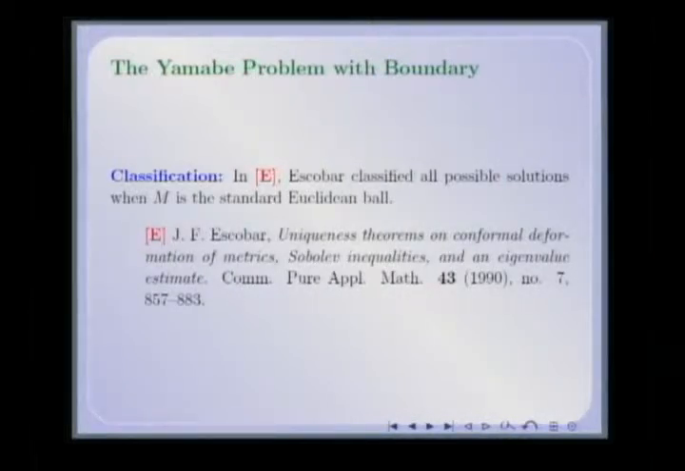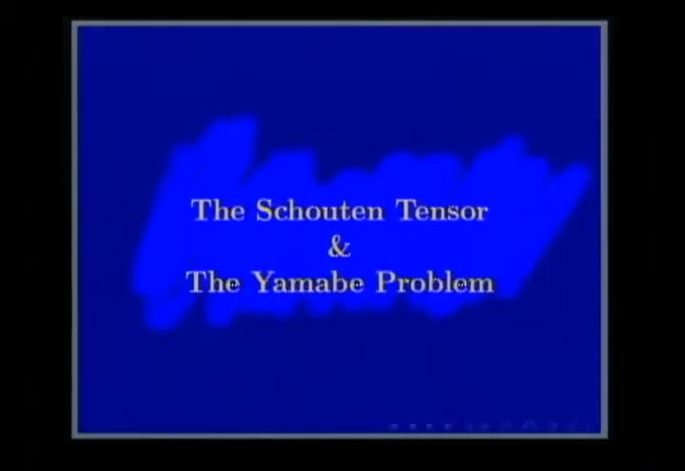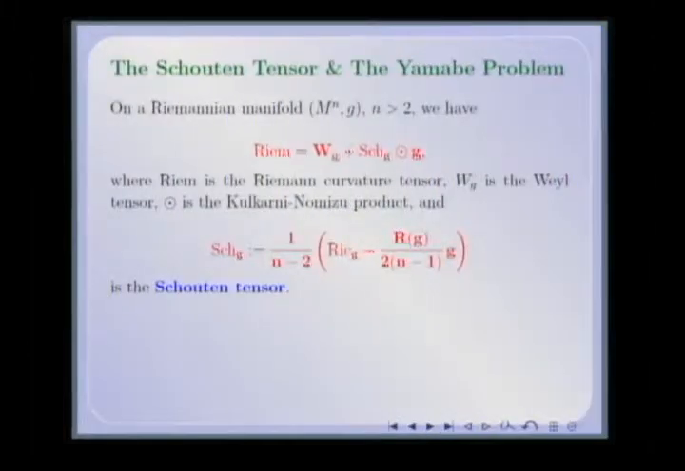And to generalize this, I would like to remind you what the Schouten tensor is and how to relate the Schouten tensor of a manifold with this problem. So, as we all know here, given a Riemannian manifold, we can decompose the Riemann curvature tensor into two tensors, the Weyl tensor and the Schouten tensor. And the Schouten tensor is given by this expression.